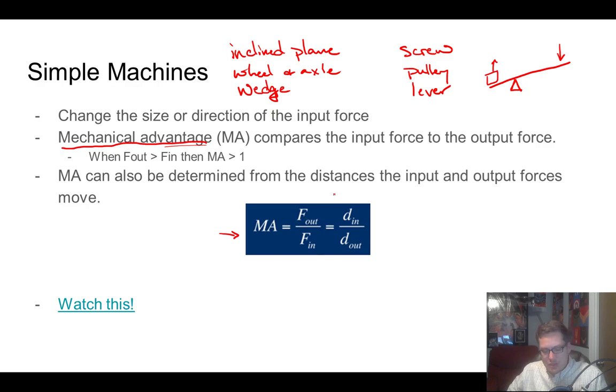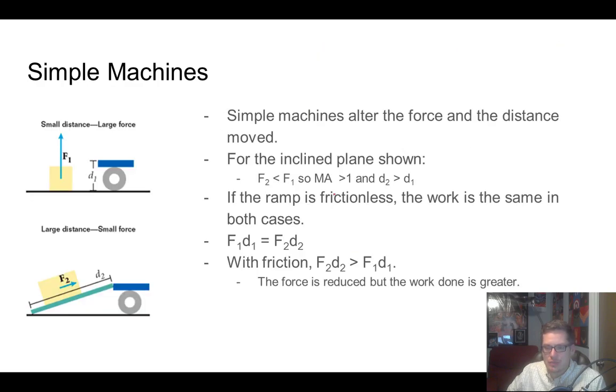Make sure you keep those straight. Maybe work on some flashcards or come up with your own methodology to memorize it. So F out over F in, distance in over distance out. So that's mechanical advantage. Simple machines essentially alter the force and the distance moved.